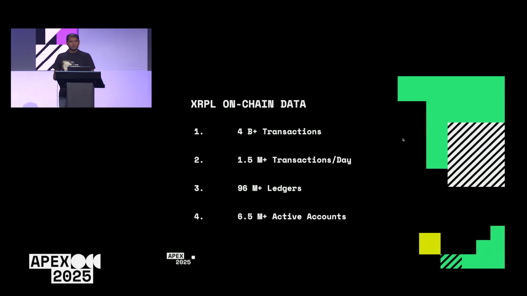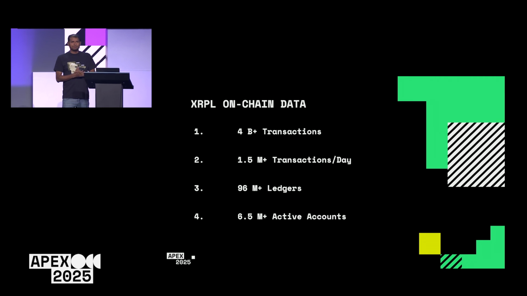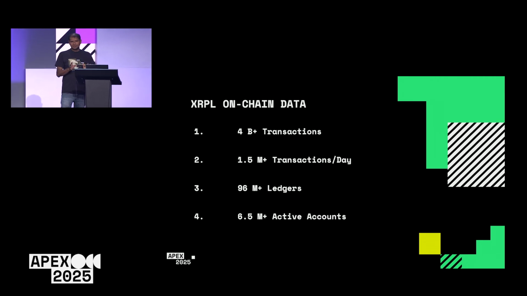Let's take a look at some of the numbers. On XRPL full history, there are 4 billion plus transactions, which is about 40 terabytes in full history nodes. There are about 1.5 million transactions closing every day, 96 million ledgers, and there are about 6.5 million active accounts right now on XRPL.